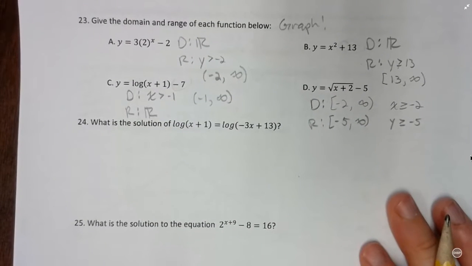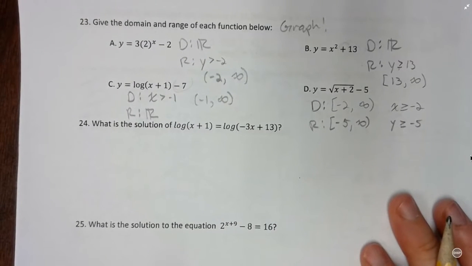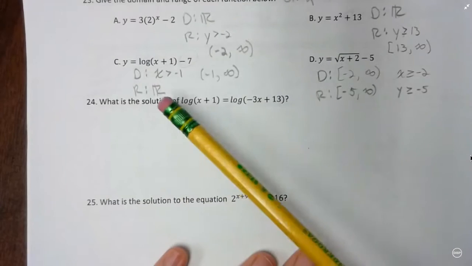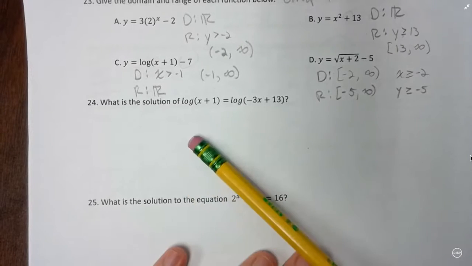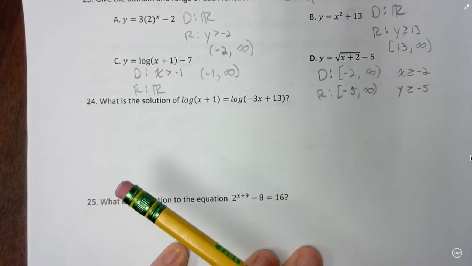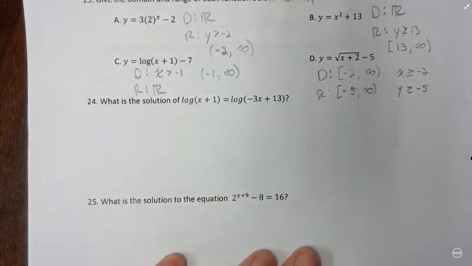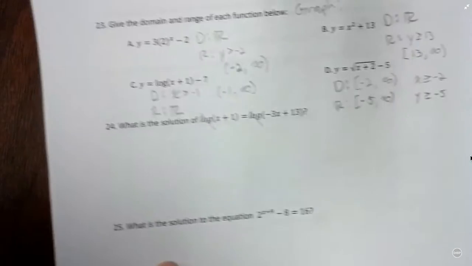Number 24, what is the solution of log of x plus 1 equals log of -3x plus 13? So notice I've got one log on each side. I don't have to use product rule. I don't have to use quotient rule. I don't have to use power rule. Don't even have to do reverse PEMDAS just yet. First, I can cancel both logs out.